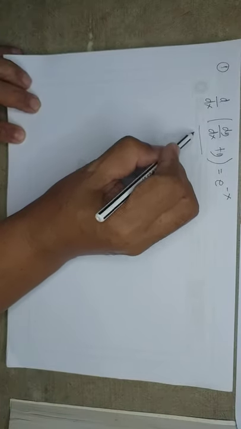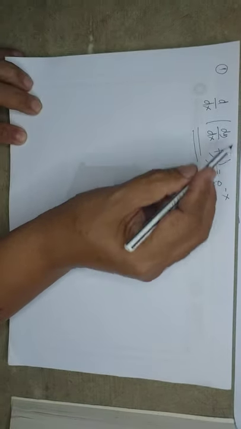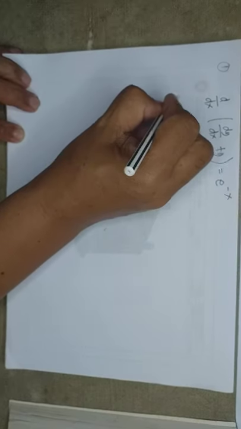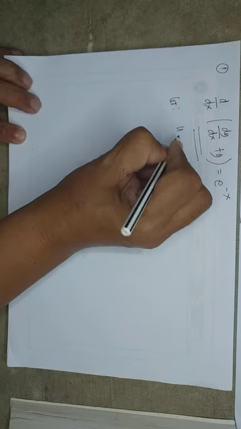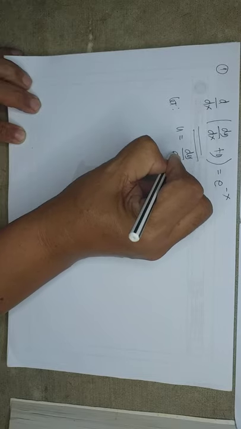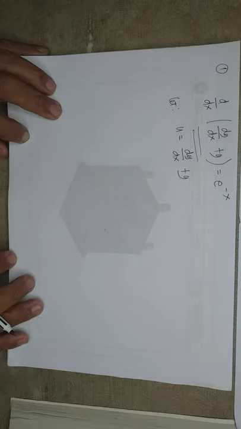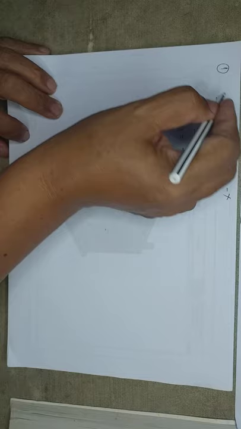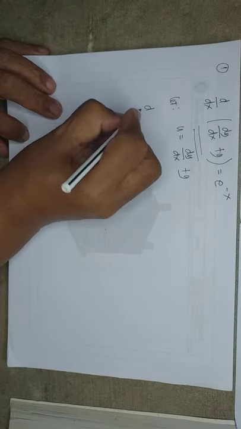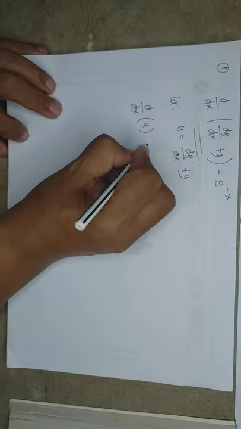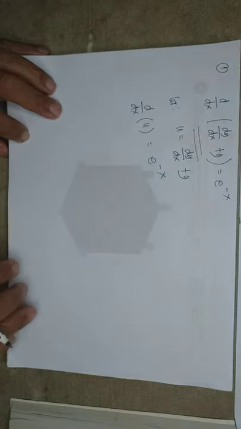So, under case one, whatever is inside the parenthesis here, we have to let this be equal to u. So we have to let u be equal to dy over dx plus y. If this is equal to u, we can rewrite the original equation in the form d over dx times u is equal to e to the negative x.